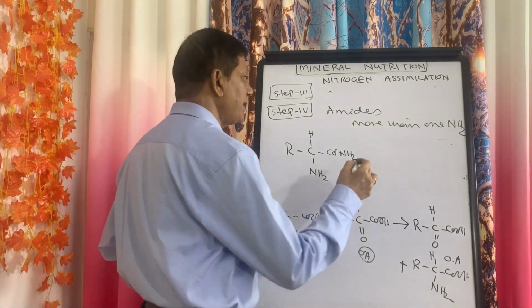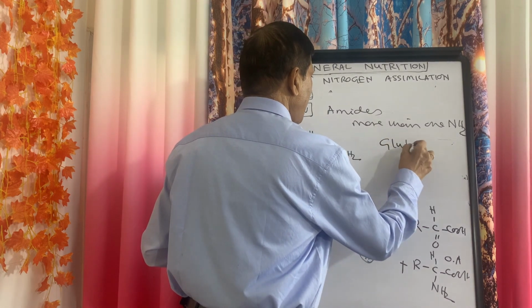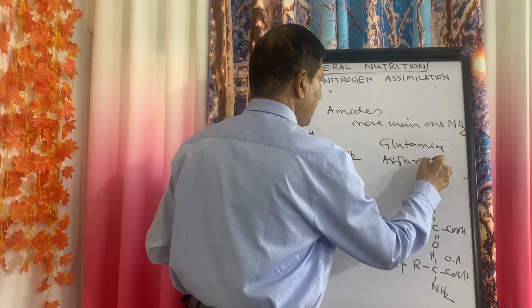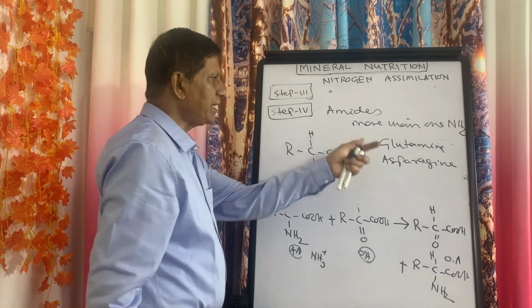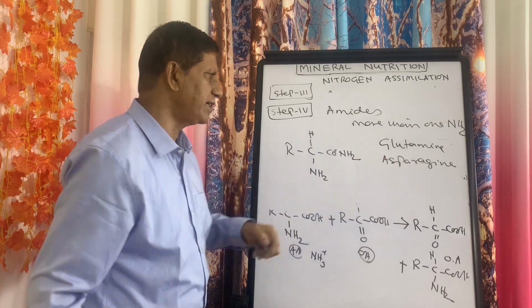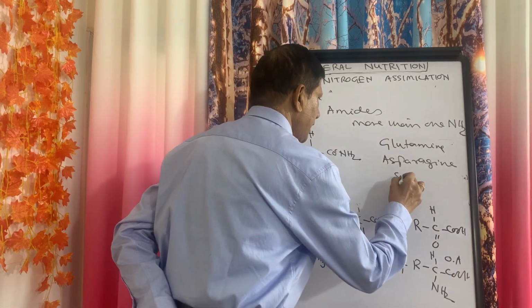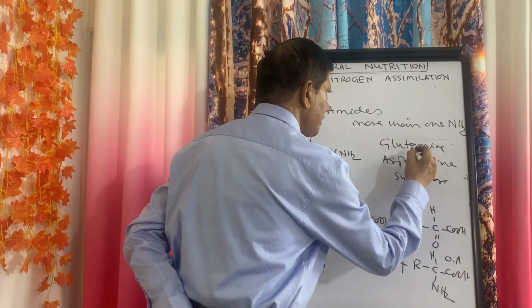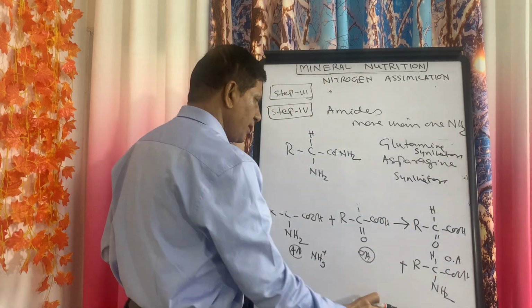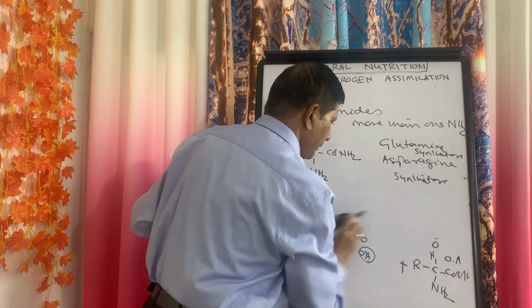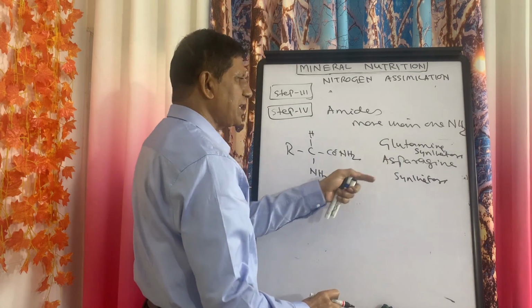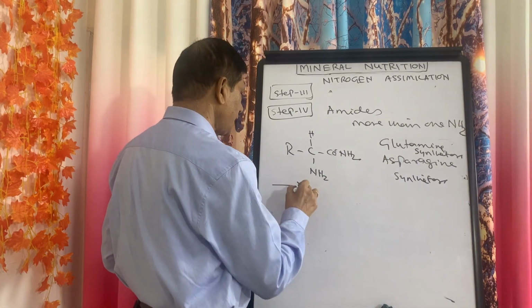And the two common amides are glutamine and asparagine. For their synthesis it requires glutamine synthetase and asparagine synthetase. This one requires asparagine synthetase and this one requires glutamine synthetase. So these are amides. In the case of soybean, these glutamine and asparagine are amides, that means they contain more nitrogen, and they are usually translocated through the xylem.